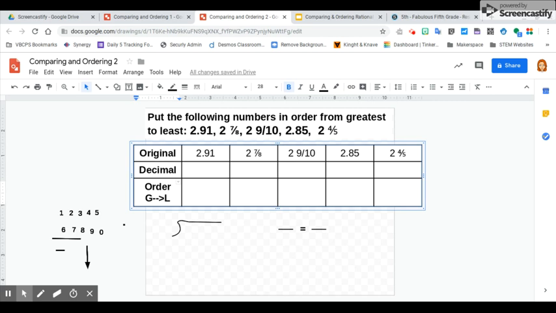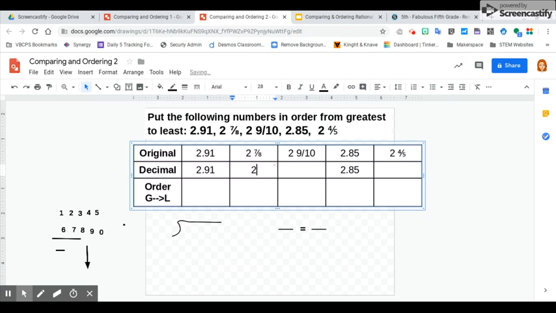Now, the first thing I need to do is fill in my decimal row. Because I already have 2 numbers that are already in decimal form, I'm going to go ahead and write those in. And that's 2.91 and 2.85. Now there's 3 other numbers here: 2 and 7/8, 2 and 9/10, and 2 and 4/5. Because they all have a 2 as the whole number, I'm going to go ahead and at least fill in that part of the chart.